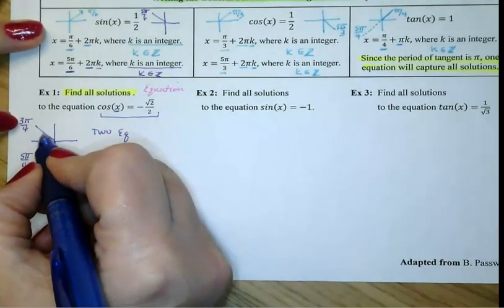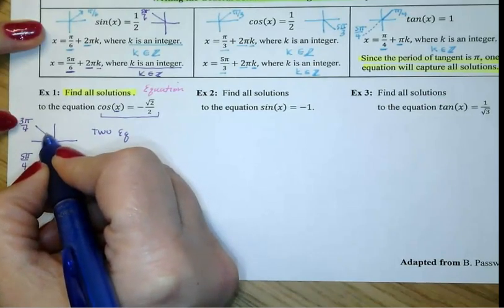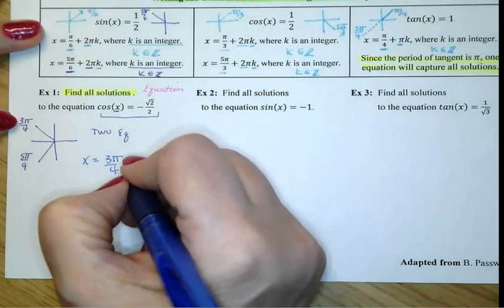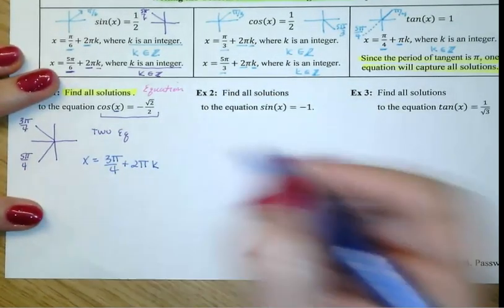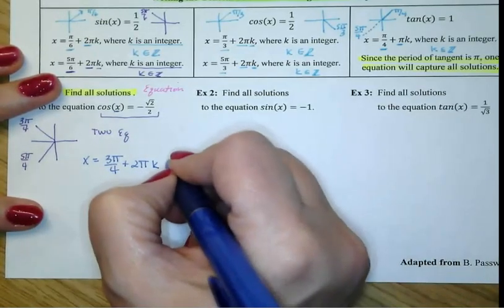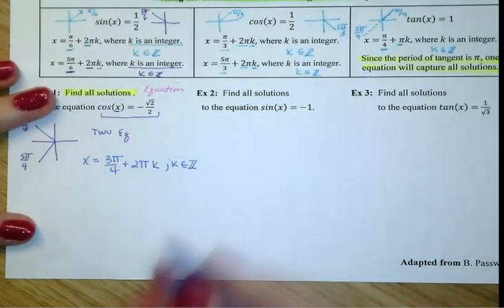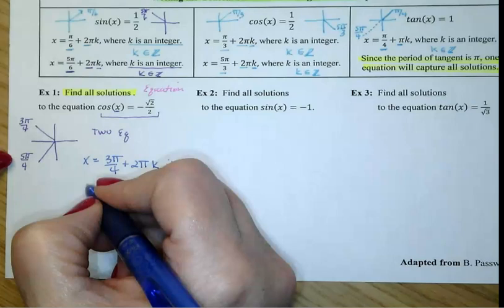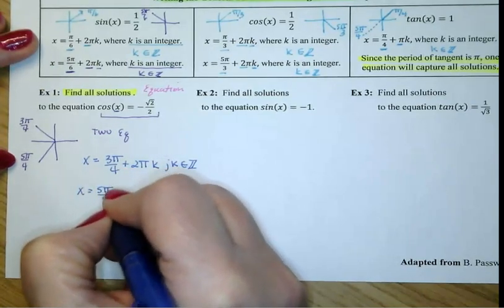And then I want to go all the way from here around the circle and stop back at the same place. So I'm going to rotate around the circle 2 pi. And then we add our k to represent whole numbers. And we say k included in the set of integers. Okay, so then we go to our second angle, which is down here. We're going to say x equals 5 pi over 4.